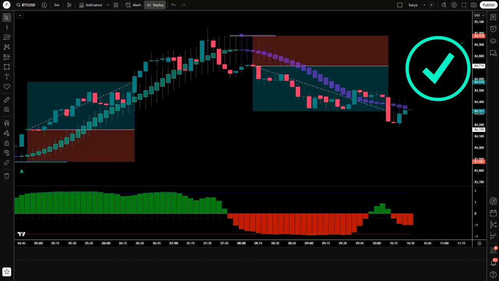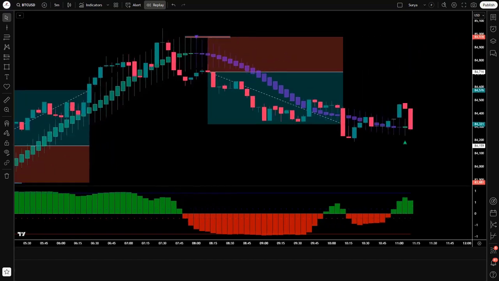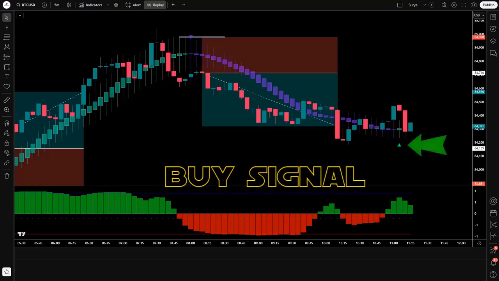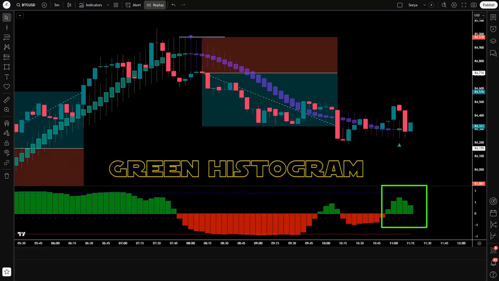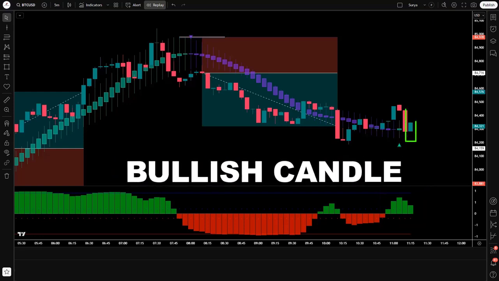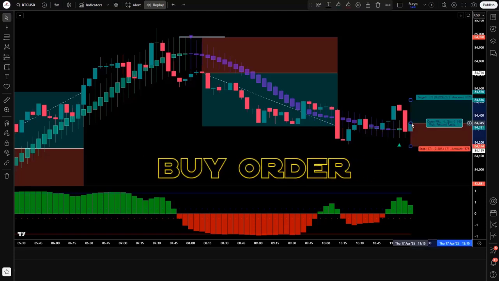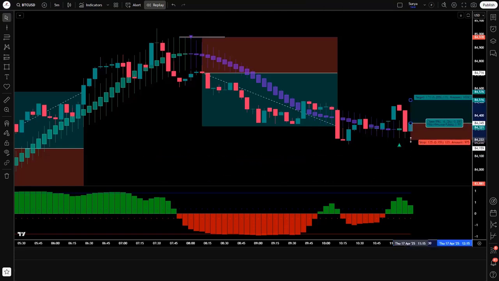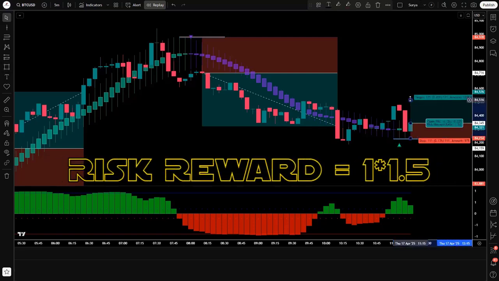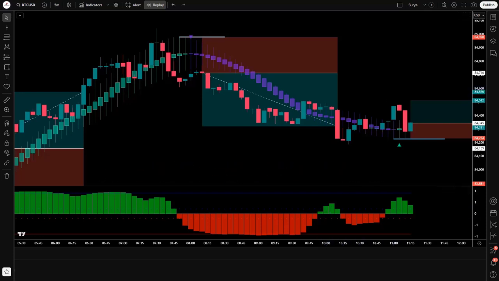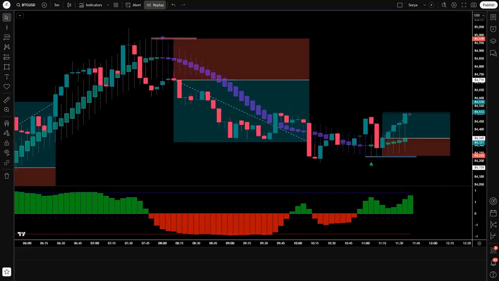Let's find the next trade. When the triangular hull moving average indicator has given a buy signal, the premier stochastic oscillator indicator has formed a green histogram. And the market forms a bullish candle, so all these conditions are met, so we have to take a buy order. And our stop loss should be placed at the low of the Hama candle. And the risk-reward ratio will be 1:1.5. Let's see what happens to our trade.